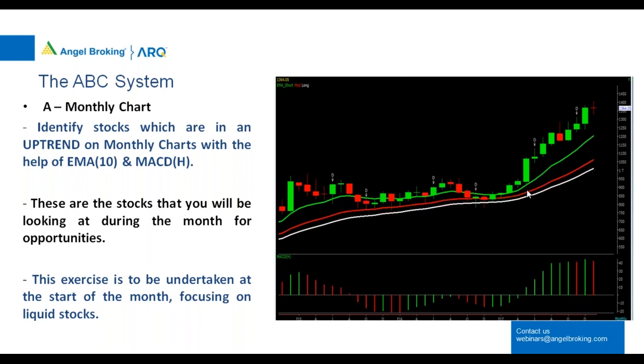So first of all, you look at the monthly chart. When you look at the monthly chart, you know that okay, Unilever is in an uptrend, so I will be looking at buying opportunities. These are the stocks that you will be looking at during the month for opportunity. Once you've identified which stocks are in an uptrend on the monthly chart, you identify those stocks. And this exercise is to be undertaken at the start of the month.